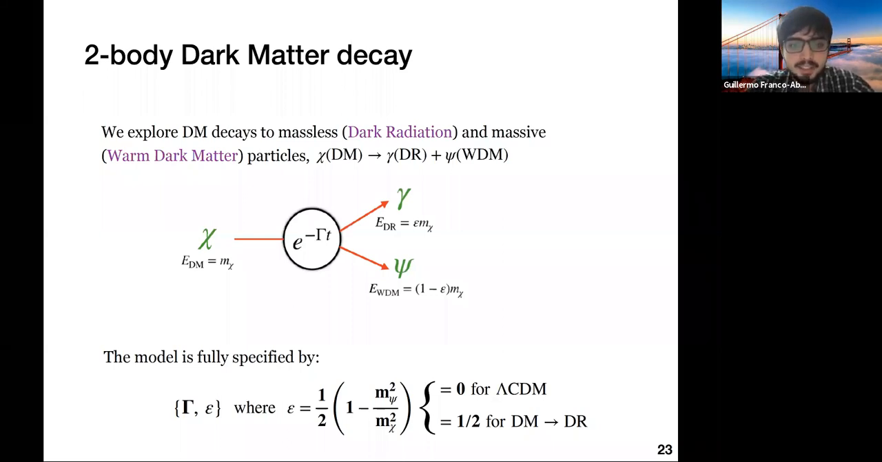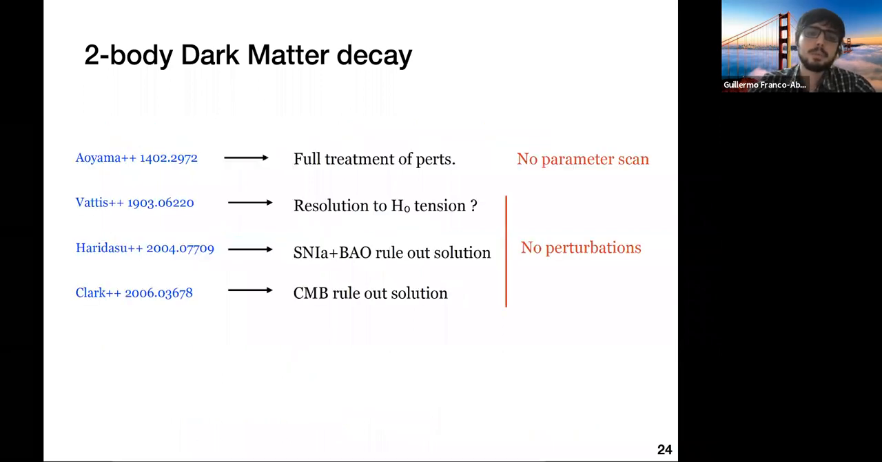So yeah, is this clear, this introduction to the two-body decay? Okay, so I will move on.